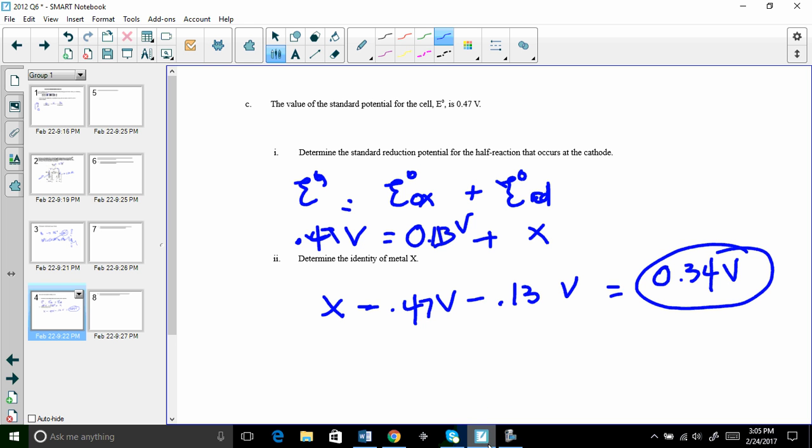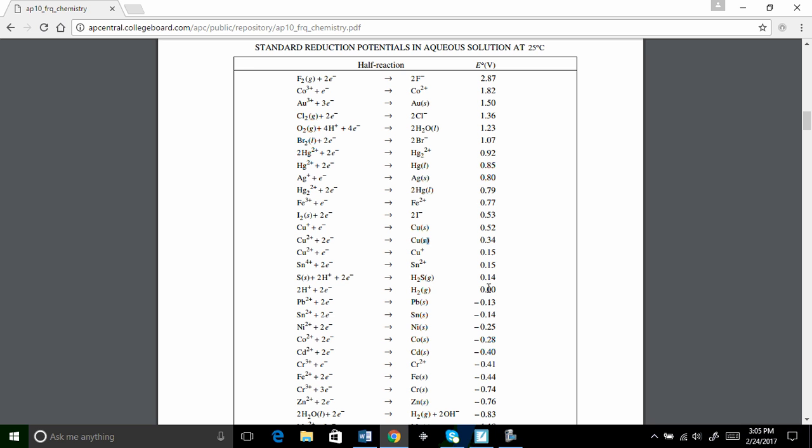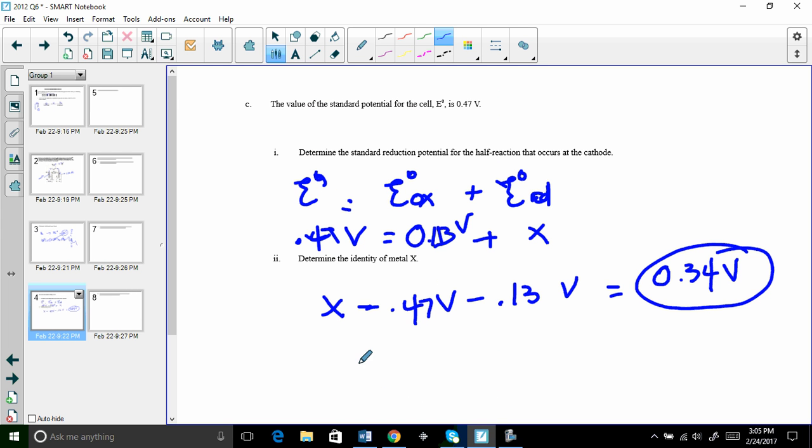So that's the answer for part I. And determine the identity of X. Very easy. I'm looking for 0.34 volts. It's right here. 0.34 volts is copper. And so the question is, identify the identity of metal X. It's copper, because that's the only one that has a reduction potential of 0.34 volts.